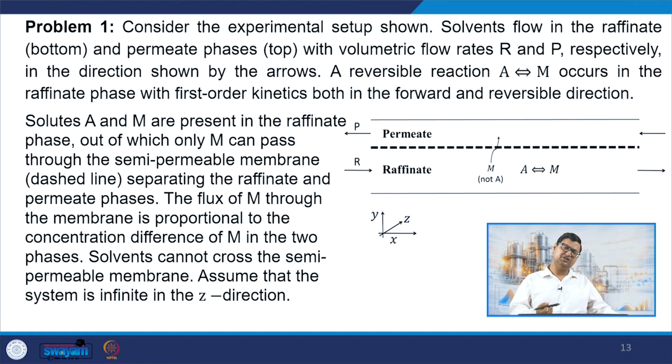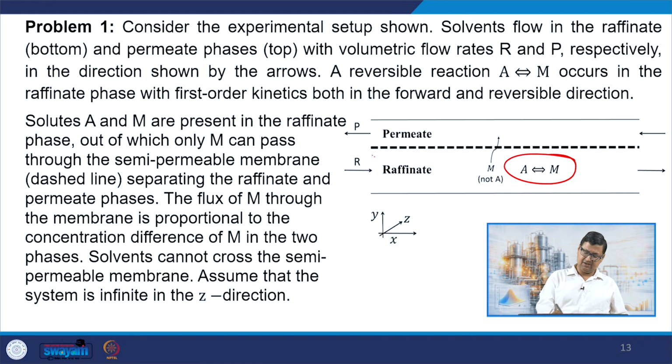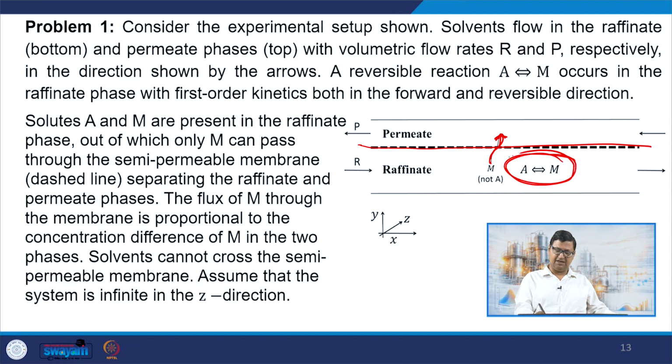So I will not solve this particular problem, but just give you a hint of cases where an equilibrium condition is very hard to maintain. Let us say in the raffinate phase we have a chemical reaction going on, and we have a membrane separating the raffinate and the permeate. One of the components is not absorbing as such, but it is passing through this membrane and going to the other side. But there is a chemical equilibrium taking place.